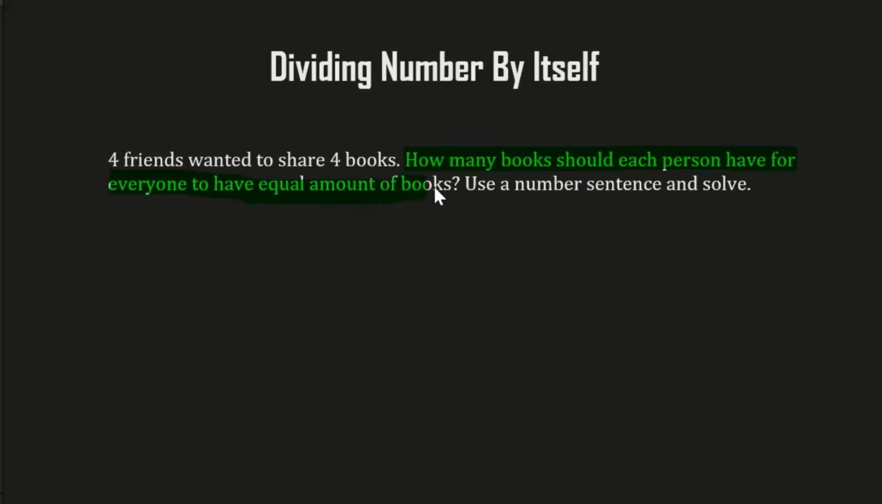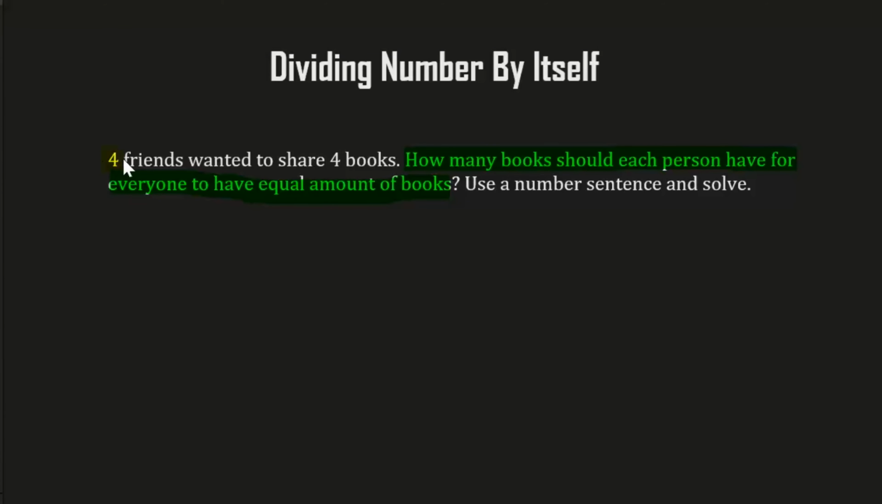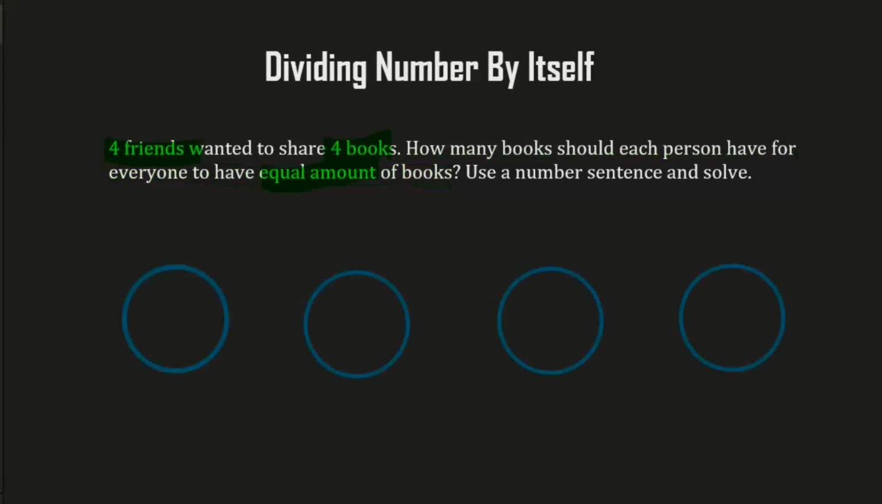Now let's take a look at the numbers. There were 4 friends. So let's highlight it, but in a different color. And they wanted to share 4 books. And let's highlight that. So now, what we need to do is let's go ahead and draw 4 friends. In our case, it will be circles. These circles represent the number of friends. 1, 2, 3, 4.